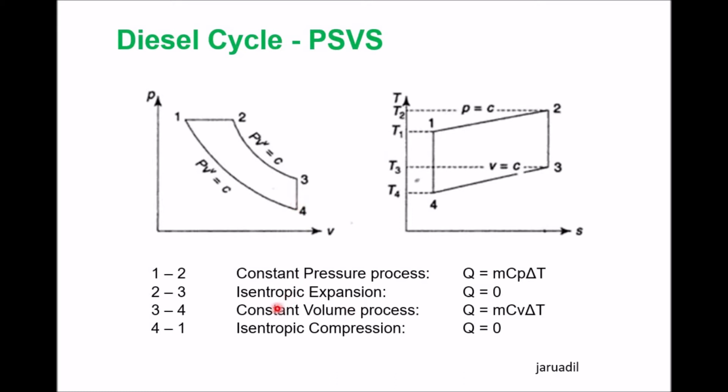From 3 to 4, we have a constant volume process. The heat rejected in this process is equal to Q = mCv delta T. The final process is from 4 back to 1, which is isentropic compression. Again, when you see isentropic, Q is equal to 0. No heat is added or rejected during the process. So the processes are constant pressure, constant entropy, constant volume, and constant entropy.